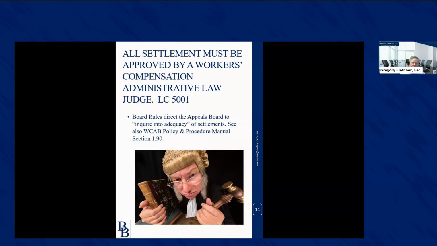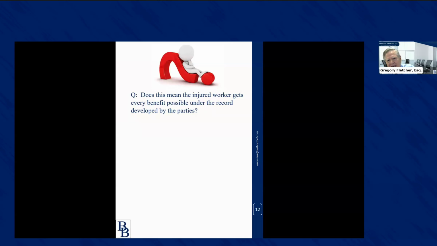And that's all they need to hear, they dismiss it. Here, the board has been tasked with looking out for the injured worker, and that's where they have to look at all the factors in the case and decide if your settlement is adequate. Now, does that mean that the injured worker gets everything that they possibly could get under the record? No. Settlement is adequate if it's within the range of potential outcomes. You kind of like it to be in the middle of the range, but it doesn't necessarily have to be there.